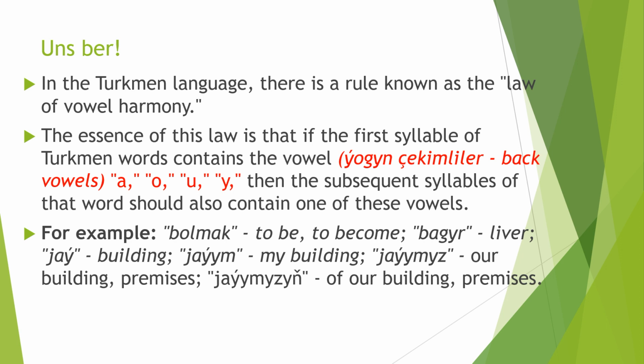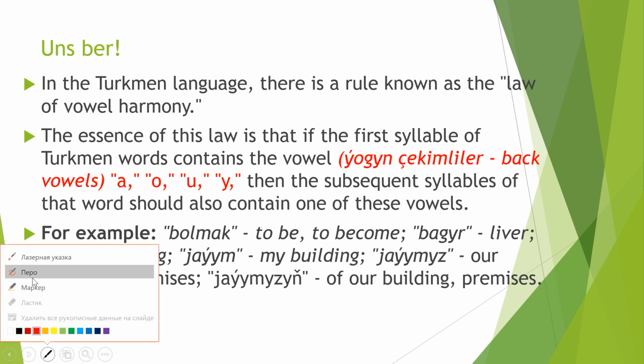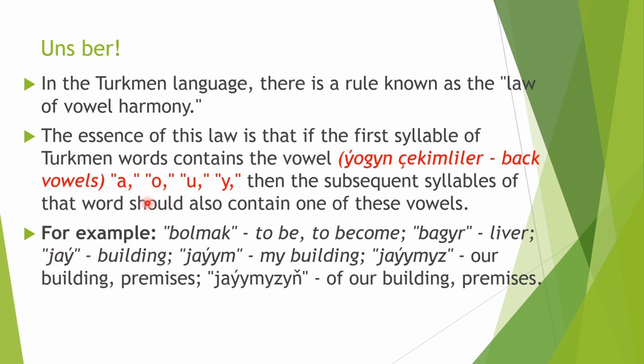O, as you can see, O is here. Ýogyn çekimli. A is also ýogyn çekimli. So the essence of this rule is if we have ýogyn çekimli in the first syllable, then in the second, third, fourth, and so on, in the subsequent syllables, the word must also contain ýogyn çekimli. For example, bolmok is to be, to become.